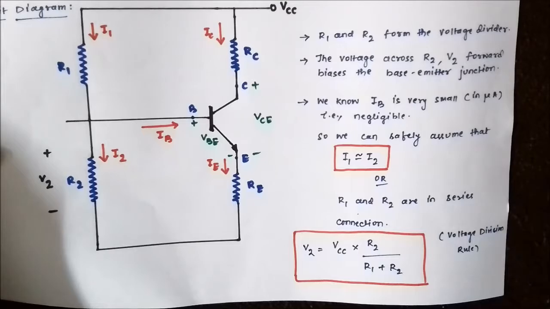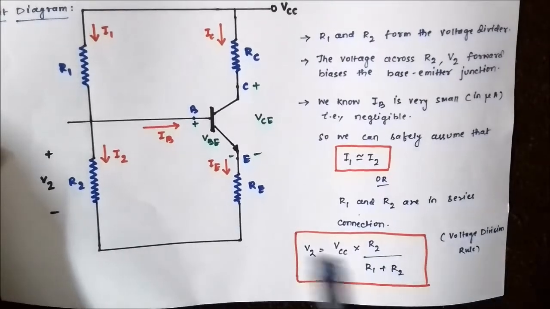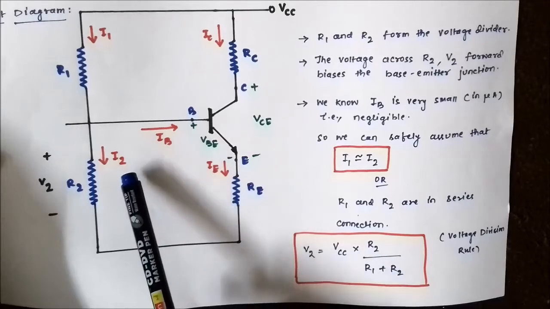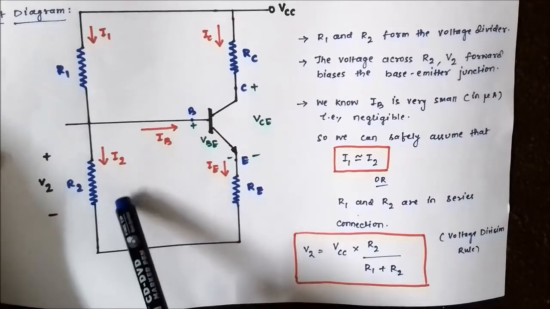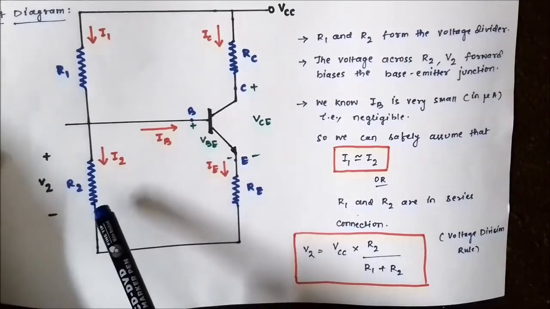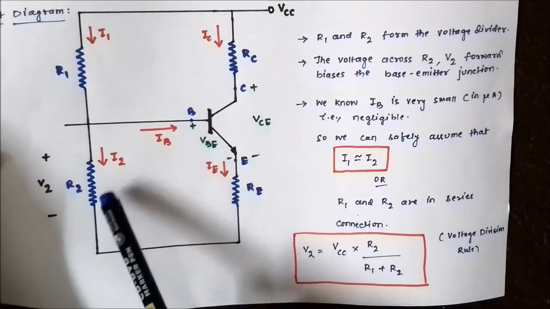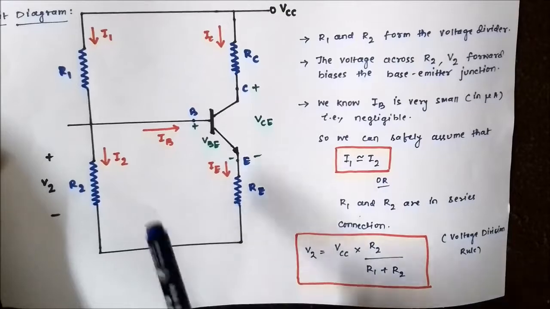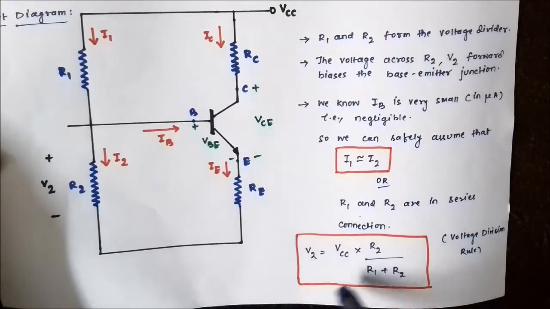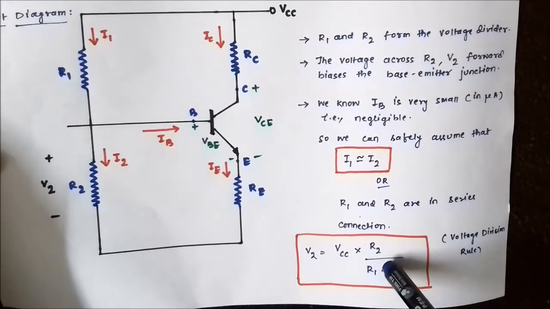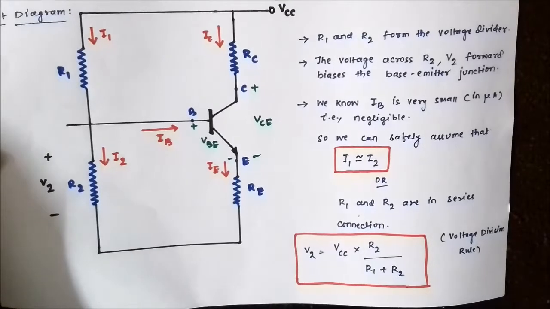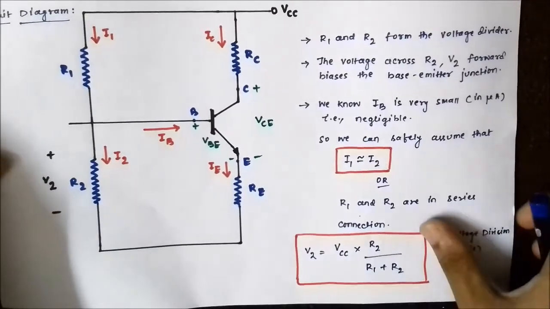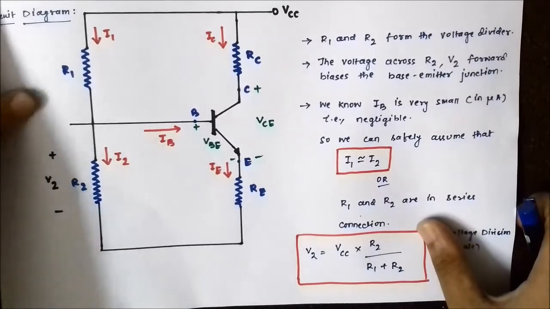Now all of this is based on the fact that IB is very small. As a result, I1 is nearly equal to I2. As both the currents are the same, it means R1 and R2 are in series, so we can apply the voltage division rule here. By that analogy, V2 is equal to VCC into R2 by R1 plus R2, which is the voltage drop across resistor R2.